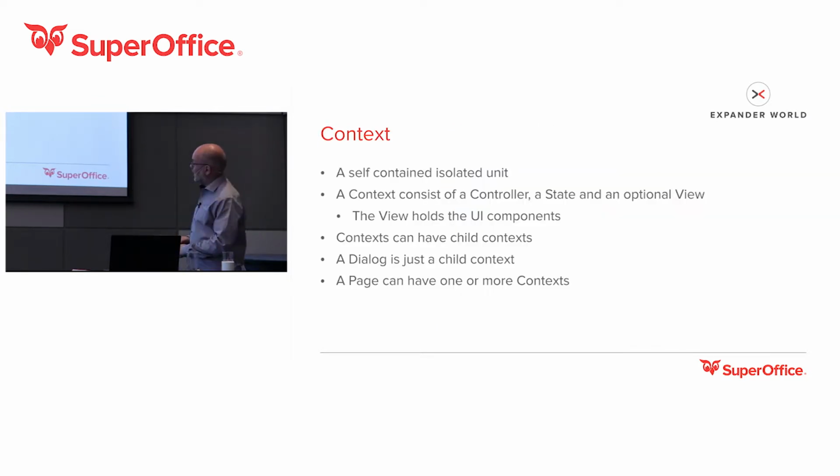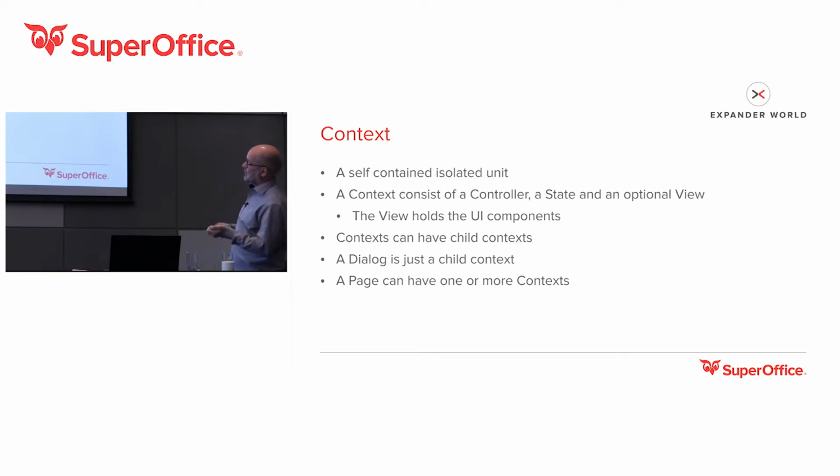So it's a self-contained, isolated unit that only cares about itself and retrieves all the data it needs. So, like I said, controller, state, and an optional view. The UI context has the view. There are other contexts that don't have the view. The view is the one that holds the actual UI components, which is what you see on the screen.